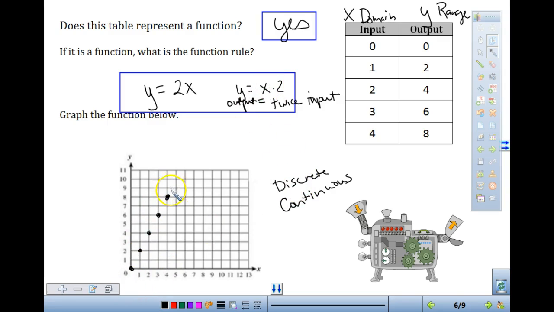This one is discrete at this point because we are just using these points. So those of you that drew lines, go back and plot the exact points: 0, 0, 1, 2, 2, 4.